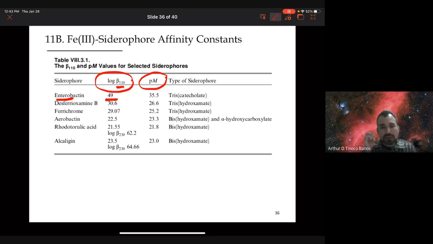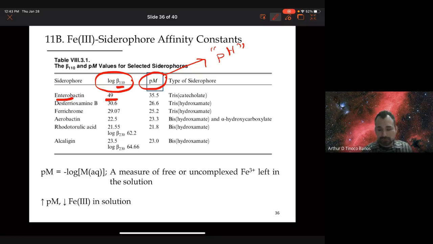When you think about pM, it's kind of like thinking about pH. When you think about pH, that tells you about the relative concentration of protons. Well, here is very similar. You think about relative concentration of metal, but here it's metal that's free. So pM equals the negative log of the concentration of the metal in solution in water, a measure of free or uncomplexed metal left in solution.